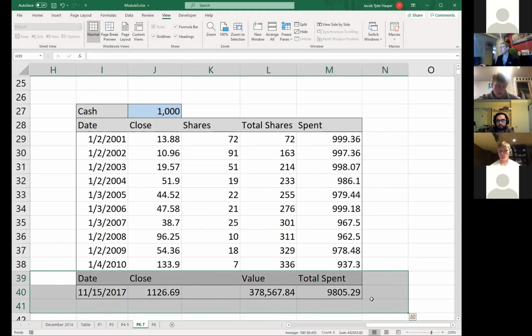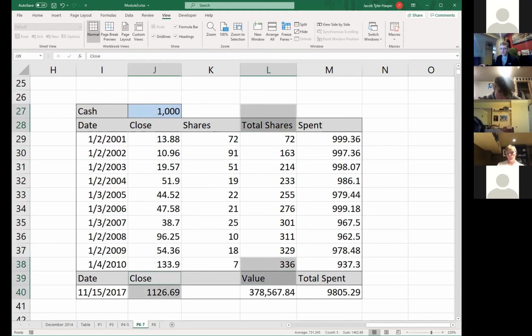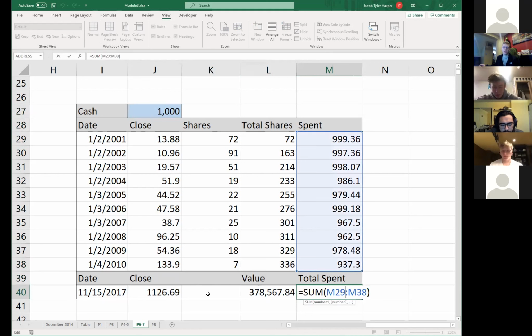Then follow-up question, what's this worth in 2017? And can you just multiply these 336 shares by the close price? So yes, you can just multiply these 336 shares by the close price, because all of the stock splits happened from 1999 and before. So if we're starting in 2001, there aren't any stock splits we have to worry about. So these 336 shares stays 336 shares. We just need to multiply 336 shares by the price of one of them to get the final value. And to get total spent, we can use that little sum function we haven't used in a while to add those up to get that number there.